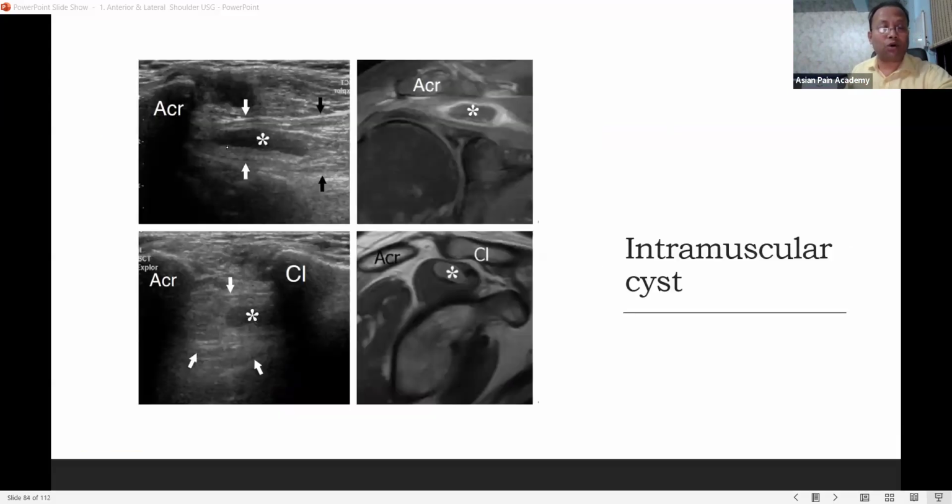Intramuscular cysts are also sometimes seen. Of course, we will not treat those patients, but sometimes it is possible to find intramuscular cysts while you are seeing the supraspinatus or infraspinatus muscle and tendon. So here you can see this cyst inside the muscle belly.